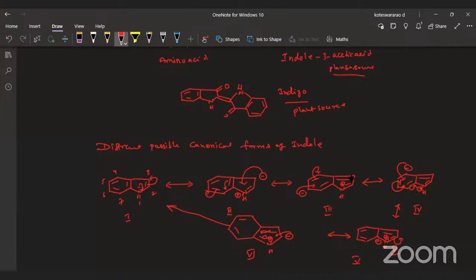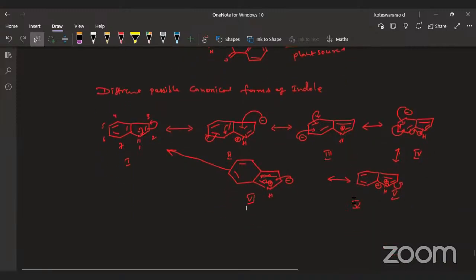That means it generates the 6 possible canonical structures. In all the canonical structures, whenever we are observing, the negative charge in this molecule is at the third position. In this molecule, it is the 6th position. In this molecule, it is the 4th position. In this molecule, it is the 5th position, and in this molecule, it is the 2nd position.